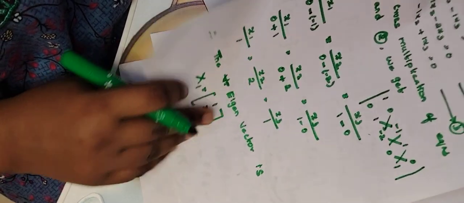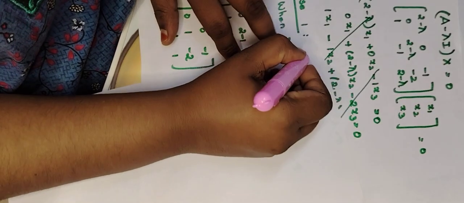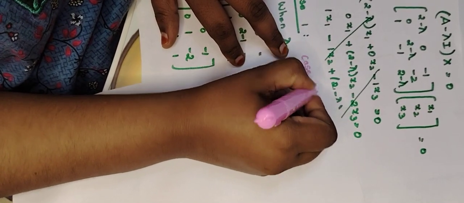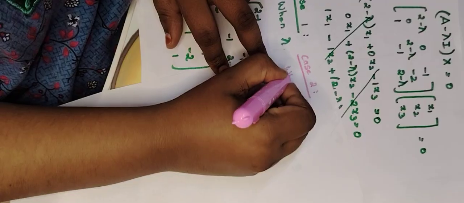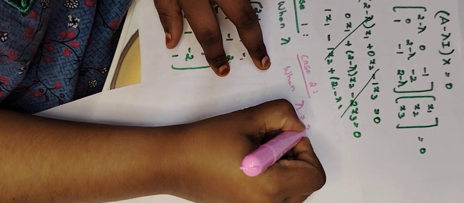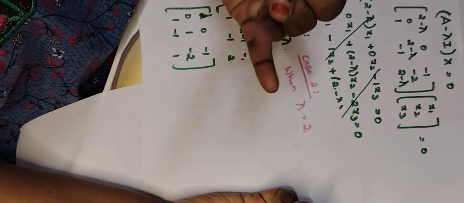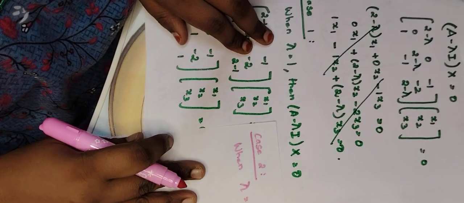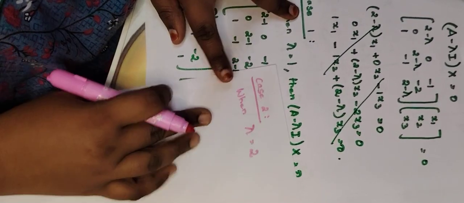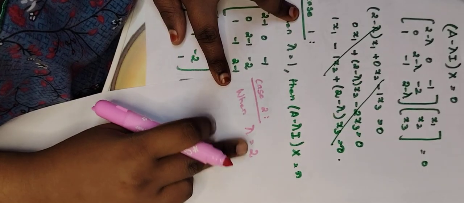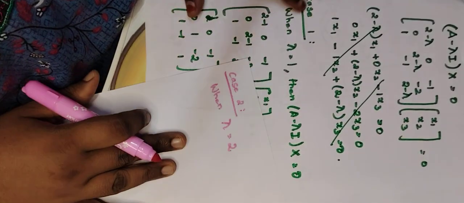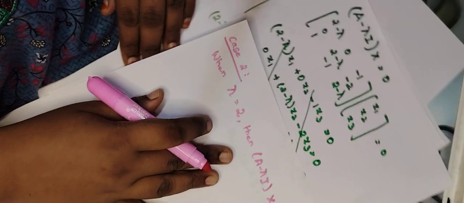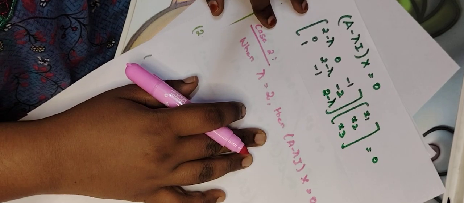Now I need to find the second eigenvector. I'll write case 2 to find the second eigenvector. For the second eigenvector, I'll take the value lambda equal to 2, because we got the eigenvalues 1, 2 and 3. So we took the first one, lambda equal to 1, as case 1. Now for the second eigenvalue, lambda equal to 2, I'll take it as case 2. So when lambda equal to 2, then A minus lambda I into X should be equal to 0. I already have written here A minus lambda I.